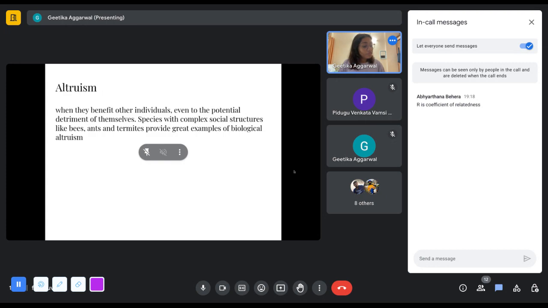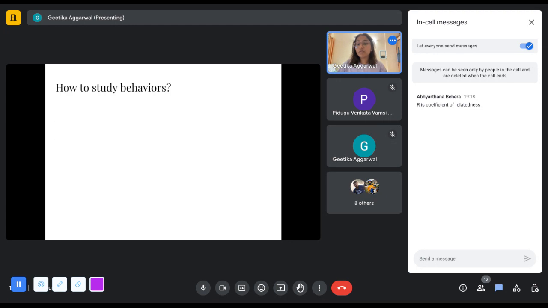Okay. Fine. Moving on, we have the study of behaviors. So, how do you go out in the field and how do you observe or study behaviors? Can some of you tell me how do we really study behaviors? Yes, you observe.